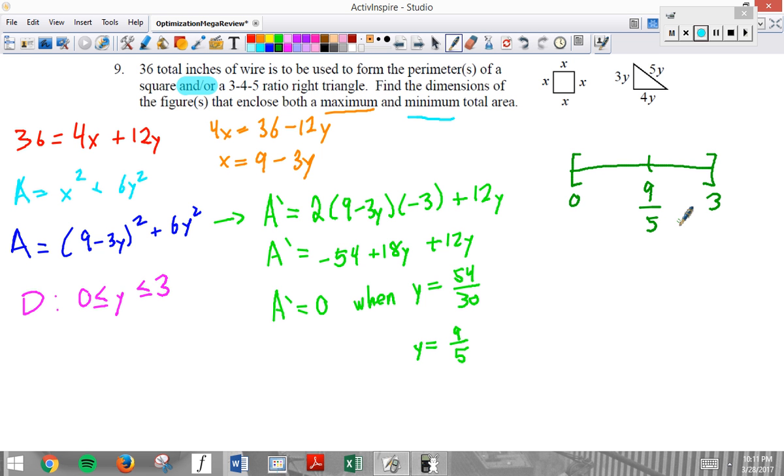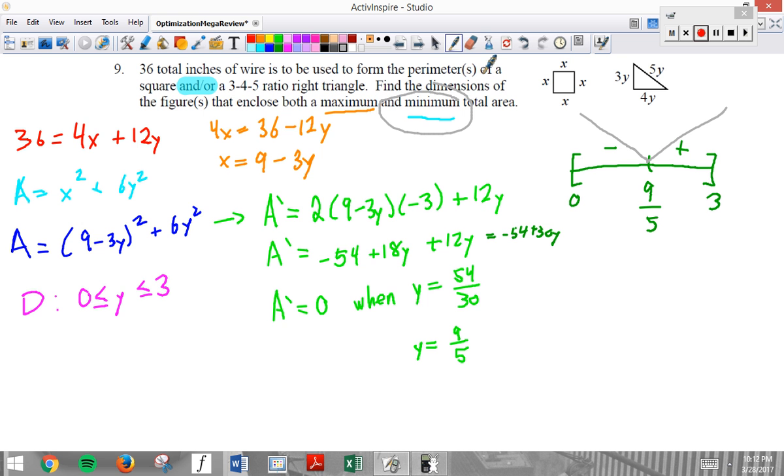In case you're all freaking out, this one's negative 54 plus 30. That'll be easier to plug this stuff in. 1's over here when y is 1. We have a negative value for A prime. 2 is over here. We have a bigger one. So naturally, this is the minimizing. That's the minimizing.